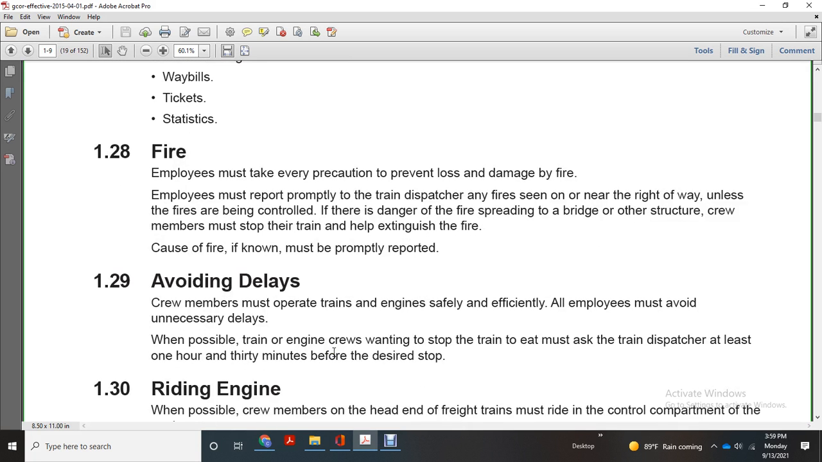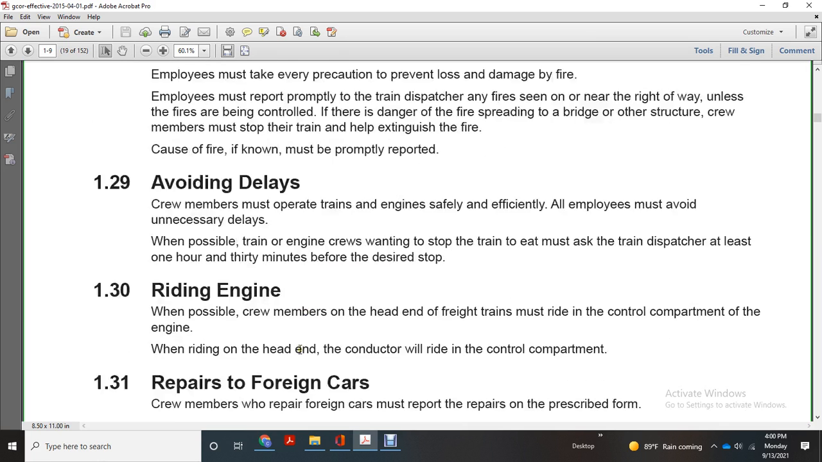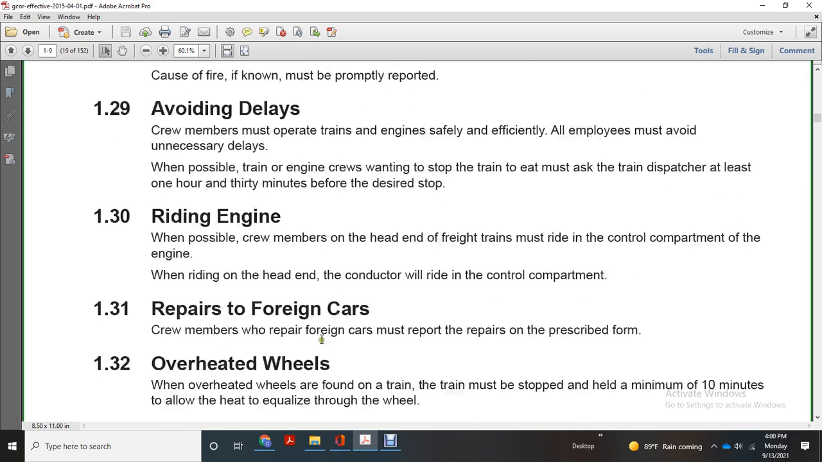Avoiding delays. Crew members must operate the train and engine safely and efficiently. All employees must avoid unnecessary delay to the train and engine crew. When waiting to stop to eat, they must ask the train dispatcher at least 1 hour and 30 minutes before the desired stop. Riding the engine. Crew members on the head end of the train must arrive in the control compartment of the engine. While riding on the head end, the conductor will also be in the control compartment.